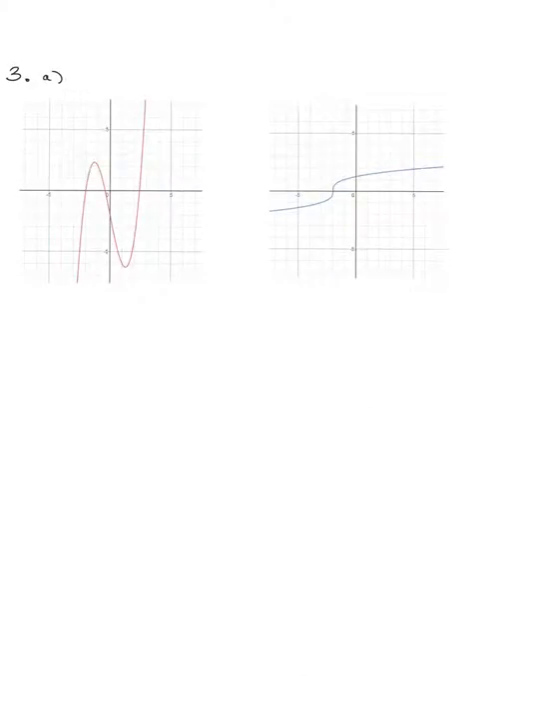So for question 3, we want to find the inverse of one of these functions. So one of them is, in fact, 1-to-1, and the other is not. So on the left here, we have the graph of f of x, which is this cubic function. And is this thing a 1-to-1 function? The answer is no. There's a lot of ways to answer this question.